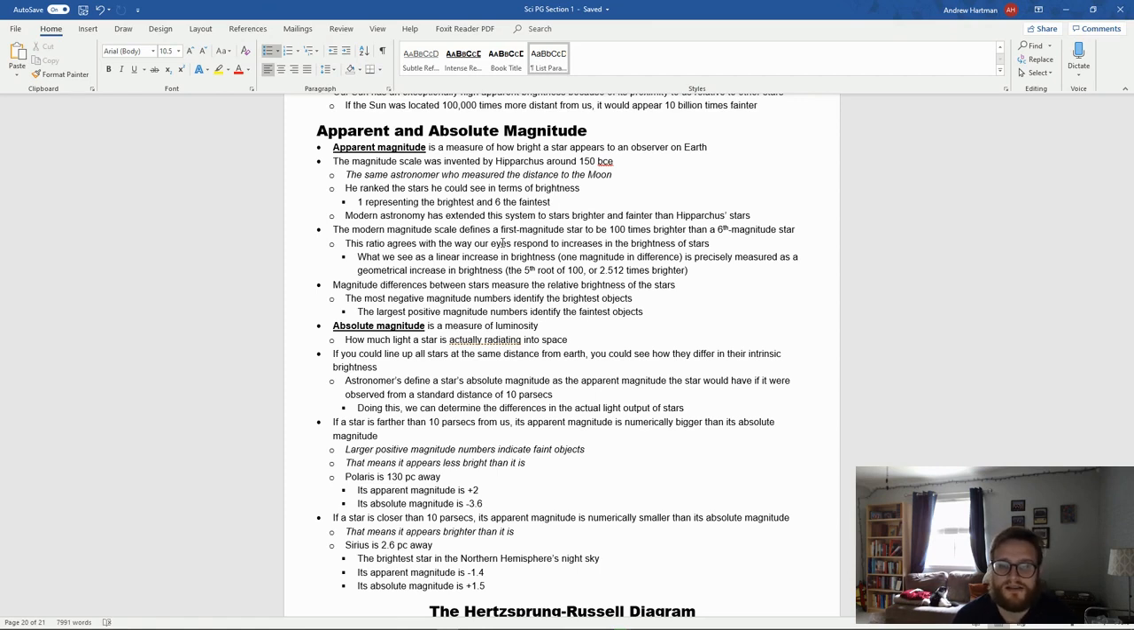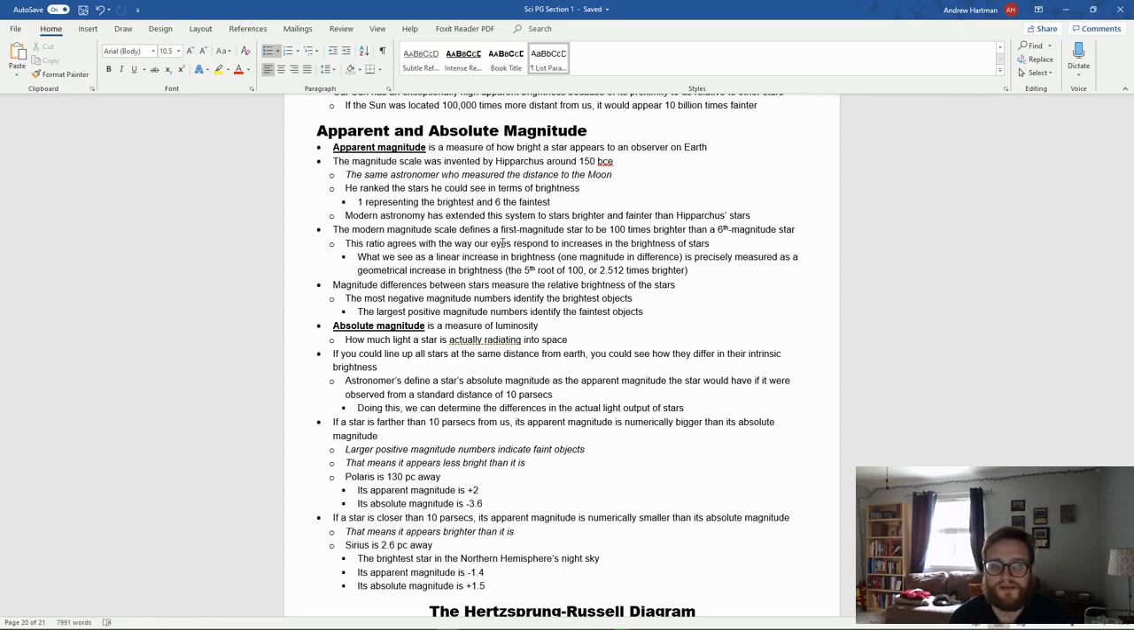The first modern magnitude scale defined a first magnitude star to be 100 times brighter than a 6th magnitude star, right? Because it's a scale of magnitudes, 100 times from 1st to 6th rather than 5 times, that actually agrees with the way our eyes respond to the increase in the brightness of stars because of that inverse square law we just talked about. The further away a star is, the amount of light we see from it follows an inverse square relationship, which means it changes by more than the distance change, right?